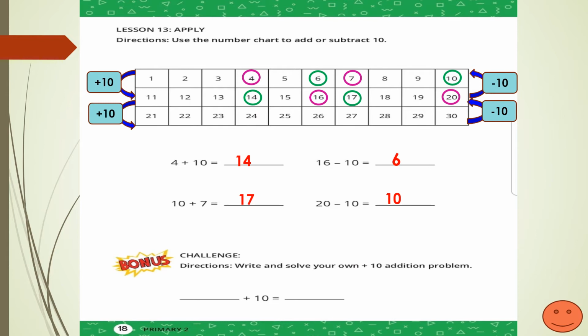Okay? The next problem, 16 minus 10. If I want to solve the problem without the number chart, I don't have the number chart now. So write 6 as it is and subtract 1 from the tens place. So 1 minus 1 equals 0. So 16 minus 10 equals 6.